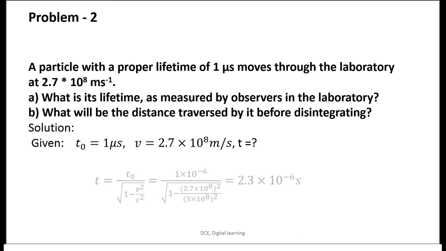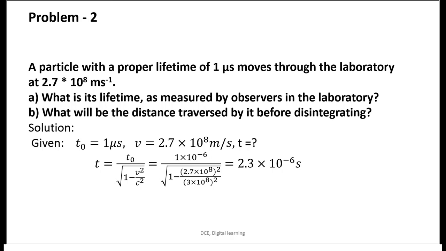We need to calculate T using the time dilation formula, T = T0 / √(1 − v²/c²), substituting the value of T0 as 1 microsecond and v as 2.7 × 10^8. Solving these values, we get the value of T as 2.3 microseconds. Look at this, compare this. Here it is 1 microsecond, here it is 2.3 microseconds. So this shows that time has dilated.